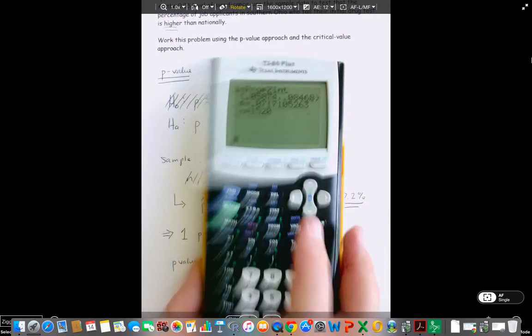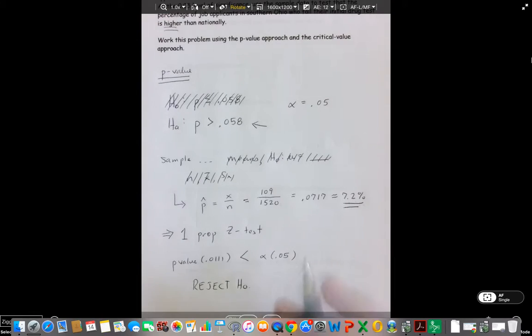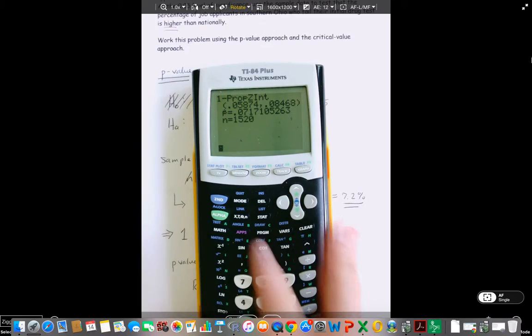And I would conclude, therefore, that the percentage of job applicants is somewhere between 5.87% to 8.47%, using the information from that.